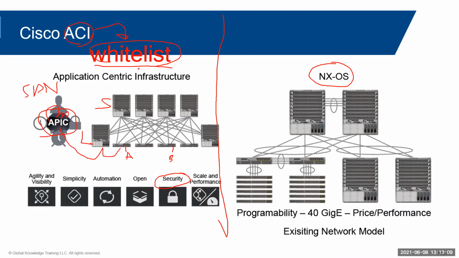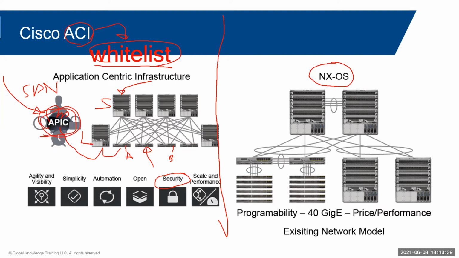So where do we configure the whitelist? Always in the APIC. So can I connect into the spine? Oh, sure. But can you configure the spine in the spine? No way, can't even be done in ACI. Can I PuTTY or SSH into a leaf? Of course you can. You can type show commands and see what's going on, but you cannot configure the leaf in the leaf. So everything in ACI, the whitelist, is always done in the server.